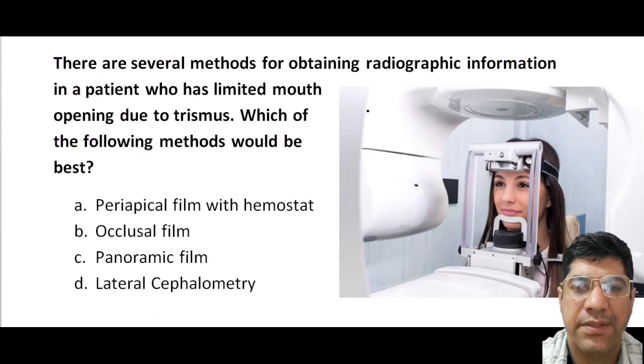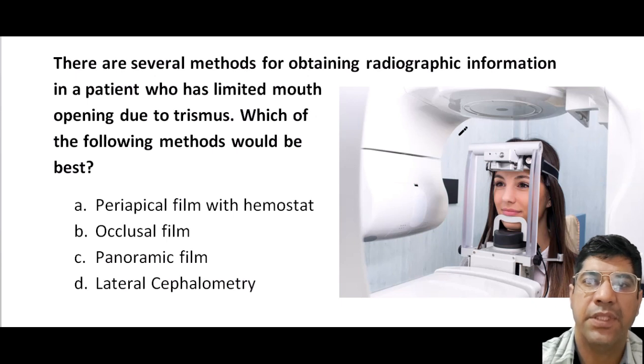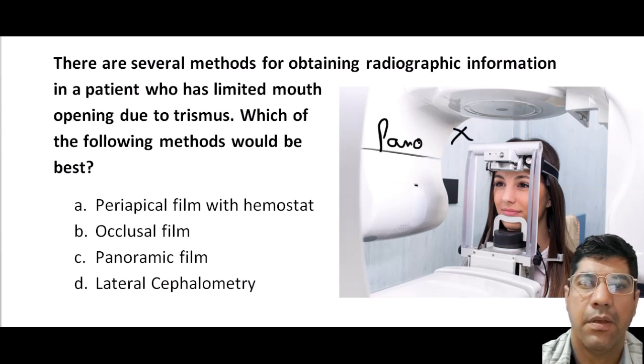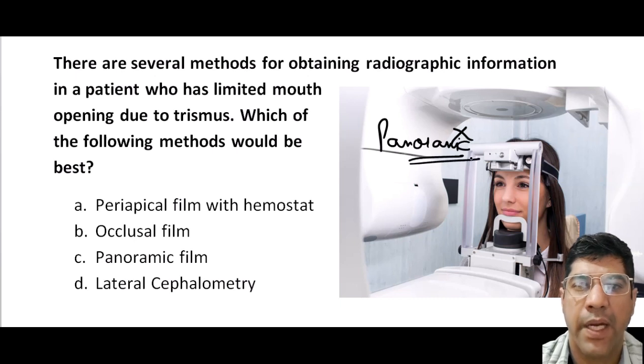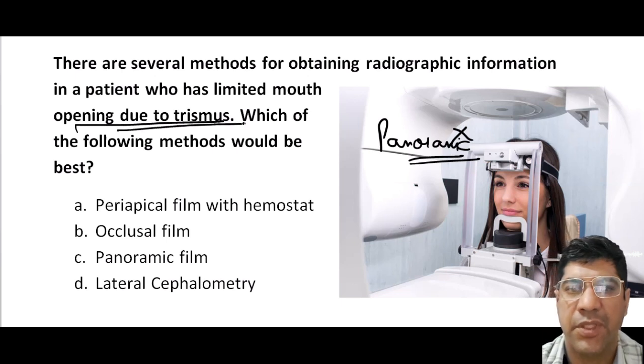There are several methods for obtaining radiographic information in a patient who has limited mouth opening due to trismus. Which of the following methods would be best? Well, panoramic radiographs are obtained using a panoramic X-ray machine. This machine provides a wide view of the entire mouth, including the upper and lower jaws, teeth and supporting structures, all in one image. The mouth does not need to be opened wide for this type of X-ray, which makes it suitable for individuals with limited mouth opening or trismus.